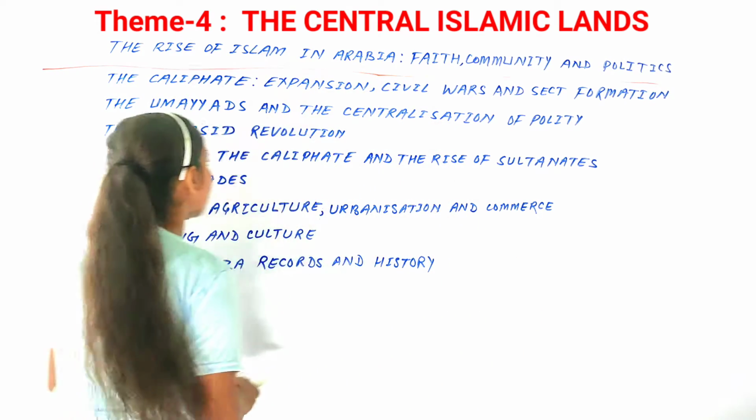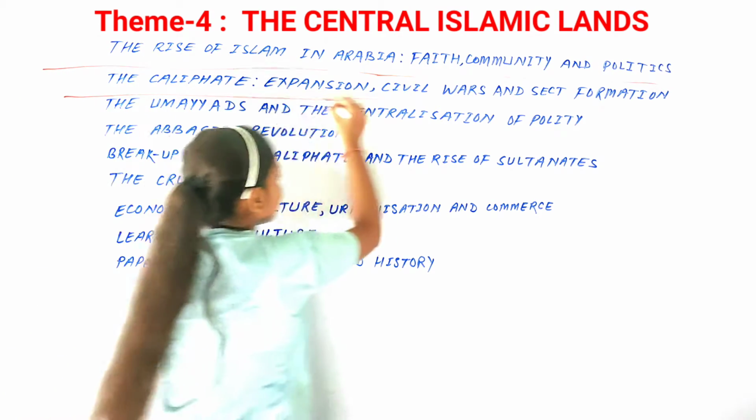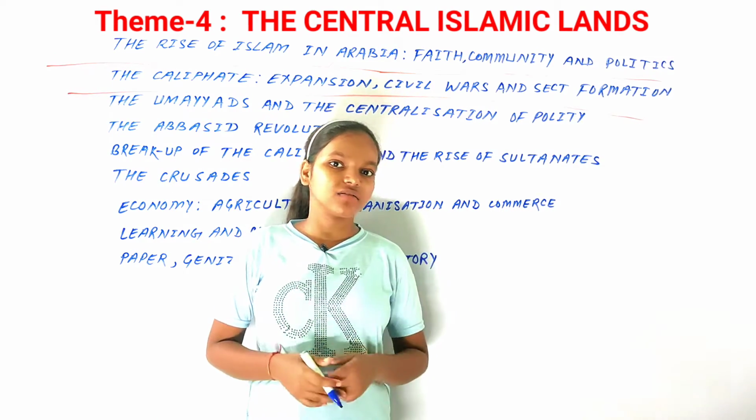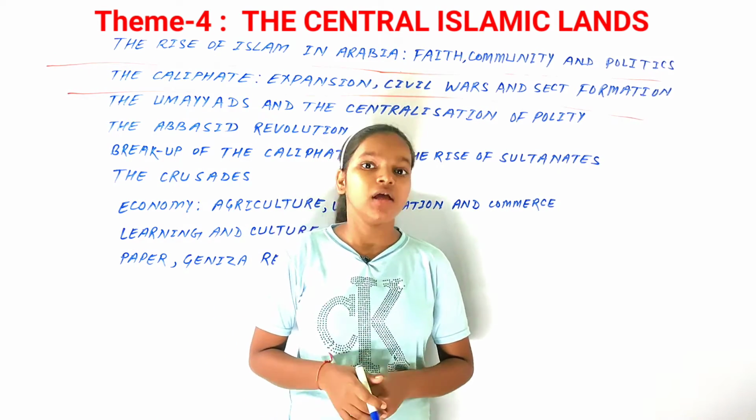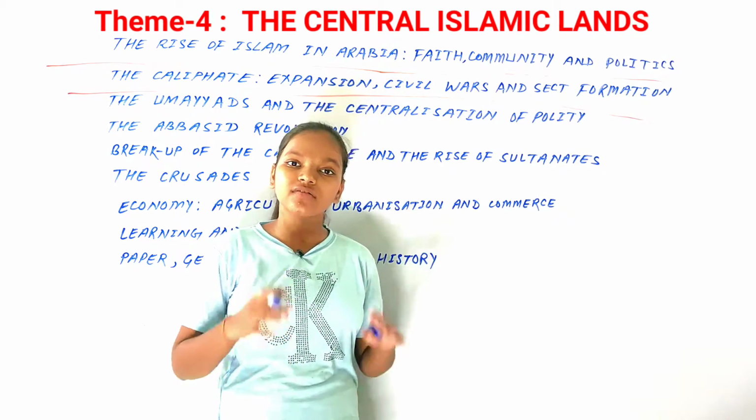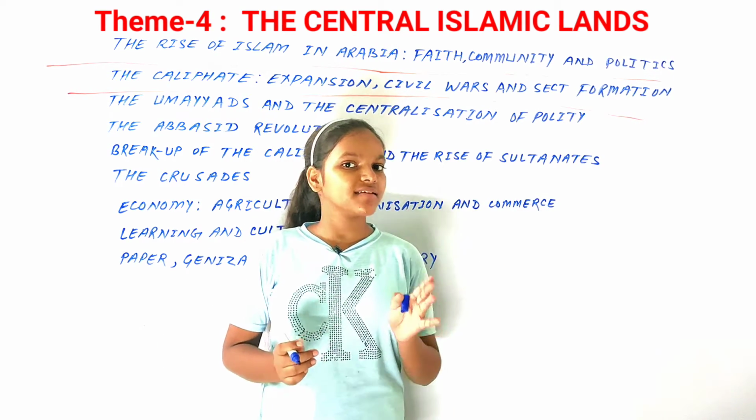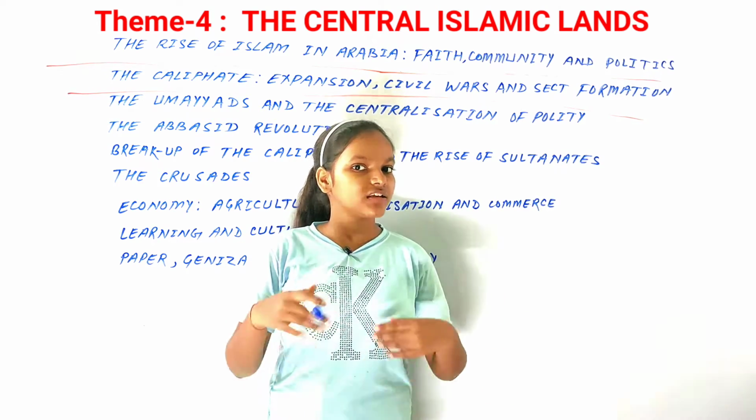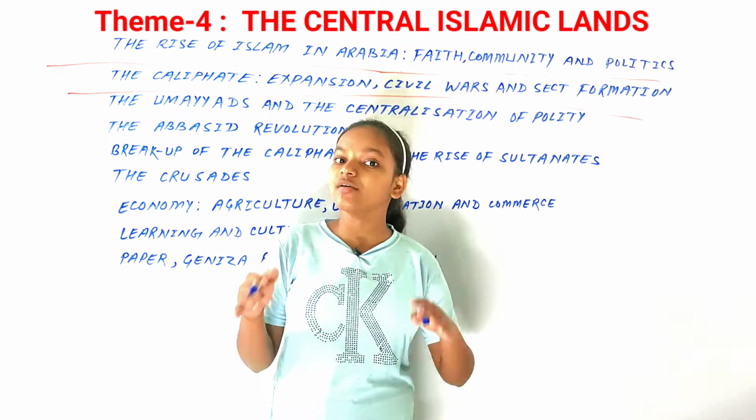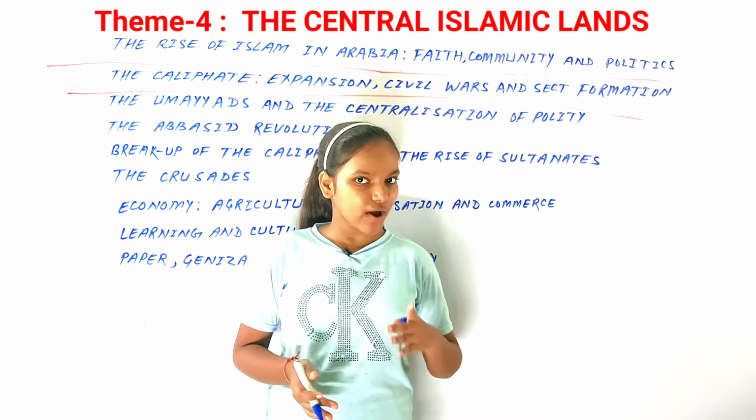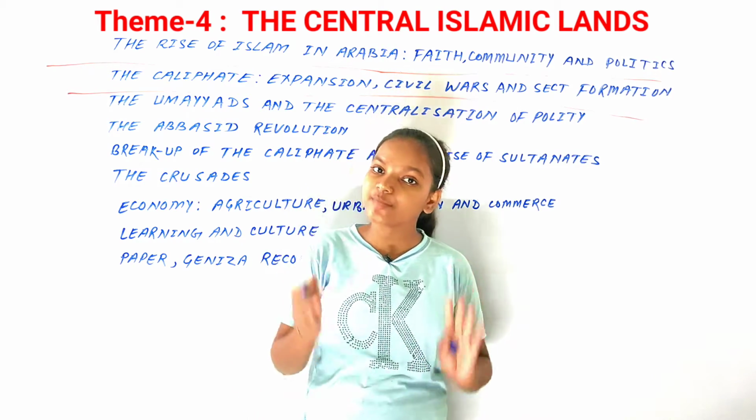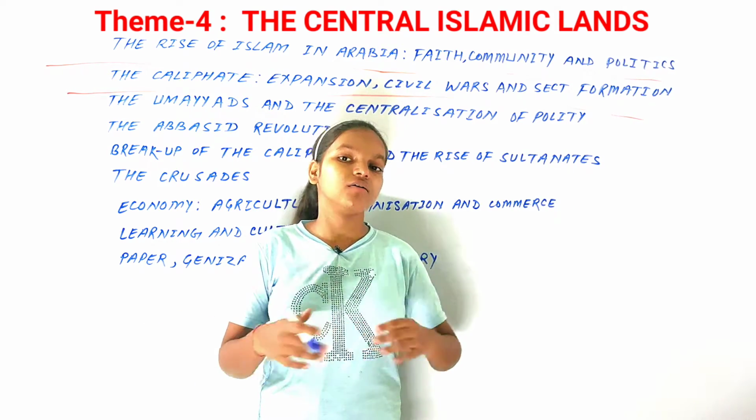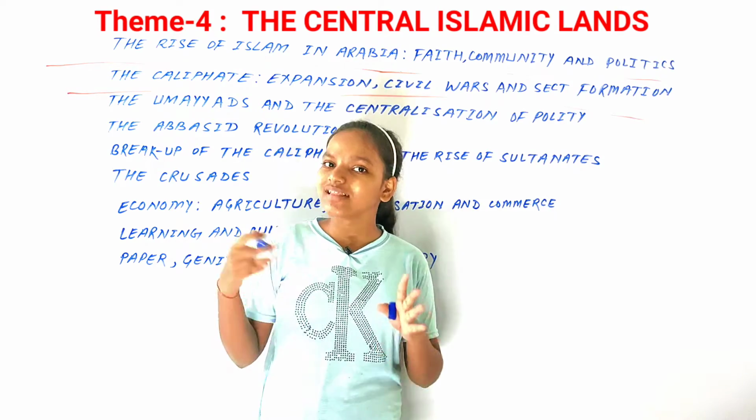Now the second topic here is the caliphate, expansion, civil wars, and sect formation. After 632 AD, when Prophet Muhammad died, no one could legitimately call himself a prophet, as Prophet Muhammad had not chosen anyone as his successor for becoming the prophet of the Islamic religion.